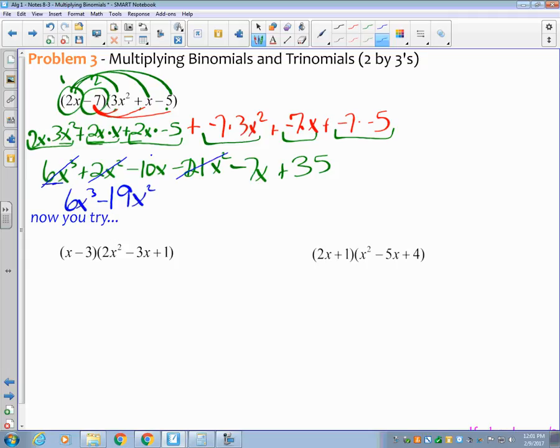-10x with -7x is -17x. Then cross it off our list. And finally, we have our 35. Okay, that's how we use the distribution method. Everything in that second trinomial gets multiplied by each item in the front. On our test, are we going to be able to do it both ways? I won't care.